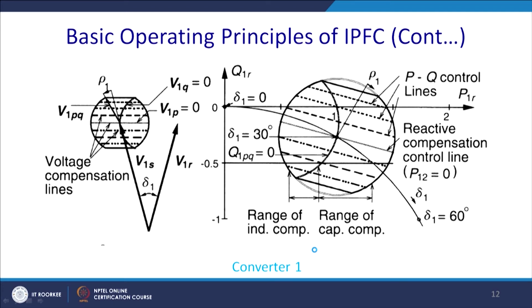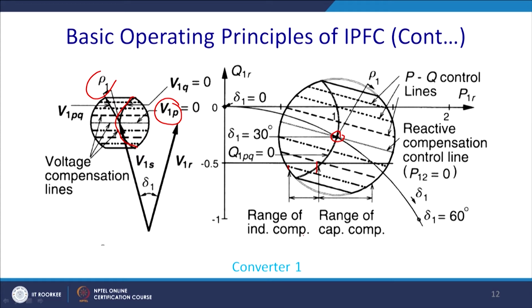So, this is essentially the voltage compensation line. This is the angle rho 1 and this is the line corresponding to the 0 injection of the VQ1. So, there is no reactive power capability. Similarly, this diameter corresponds to the 0 injection of the VP1 and you are operating here, that is Vs1 and delta 1, and similarly this is the operating point here, and this is essentially what has been shown.